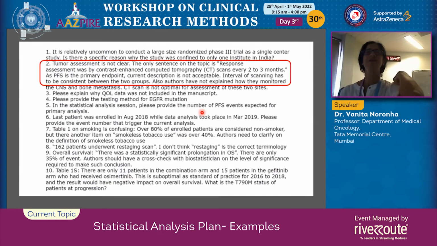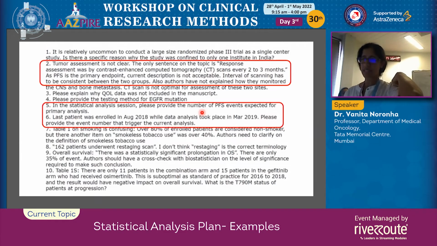We had not specified the time of tumor assessment. We always write very pragmatic studies because we want to do the maximum that we can in our limited resources. So we said we'll do our tumor assessment, our CT scans, at 2 to 3 months. They said PFS is your primary endpoint, so how can you say 2 to 3 months? Somewhere you have done it at 2 months, somewhere at 3.5 months. That's not appropriate. As PFS is your primary endpoint, your description is not acceptable.